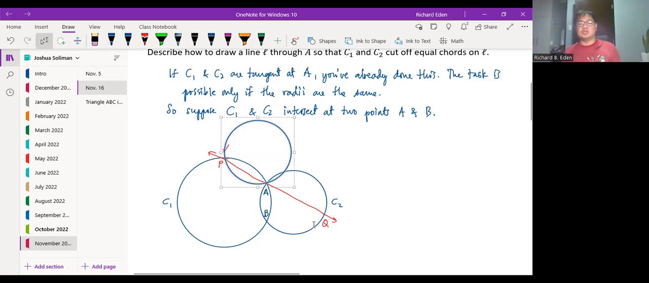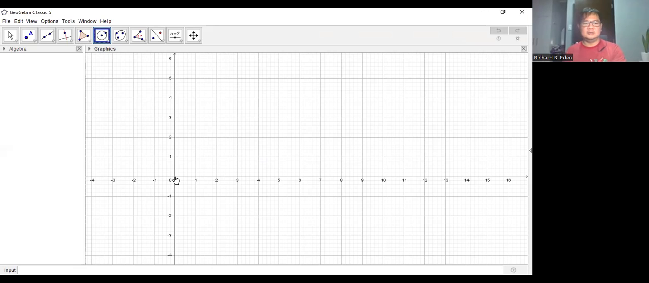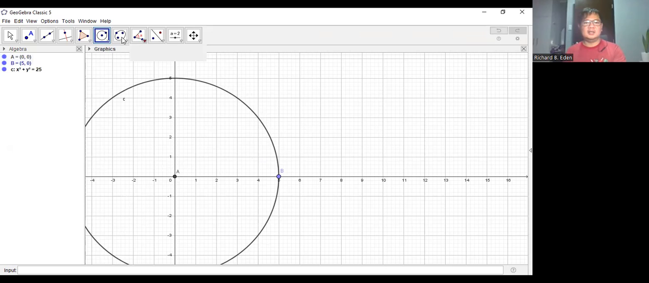How about I do it in GeoGebra, so that it's to scale. For once, since we have this form of technology available to us, let's use it to the hilt. So, all right, let's draw a circle. Let's say this is C1.